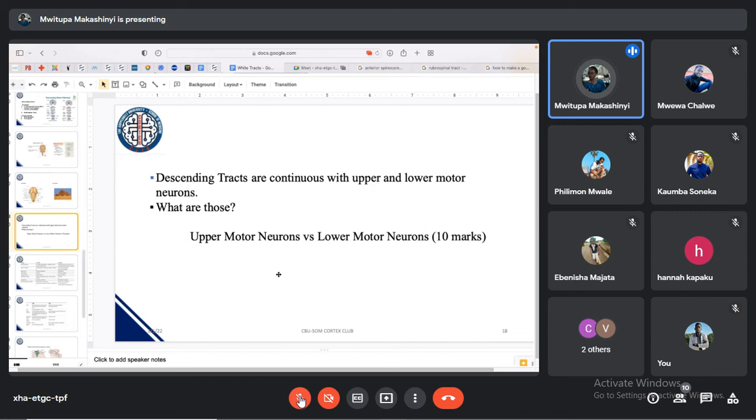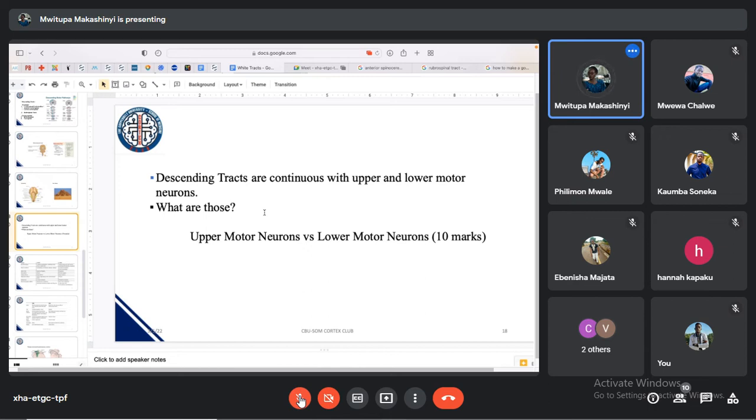So like I said, all of these are concerned with motor innervation. So they all hit the motor neurons, and they deal with motor activity. Now, for the clinical correlates, so it's not labeled clinical correlate, but that's what it is. So descending tracts are continuous with upper and lower motor neurons.